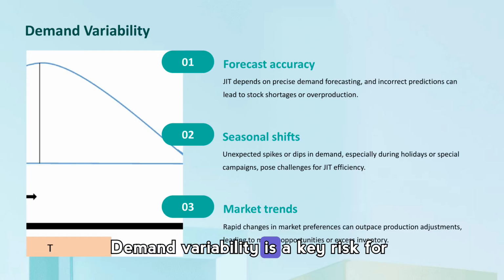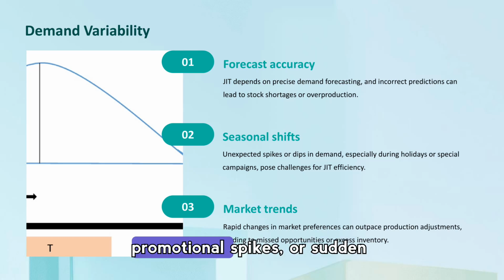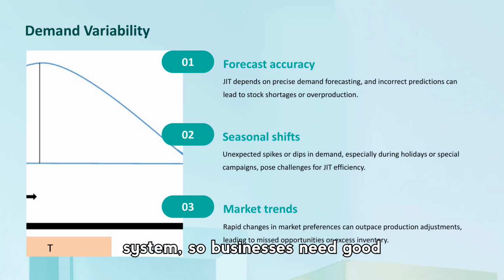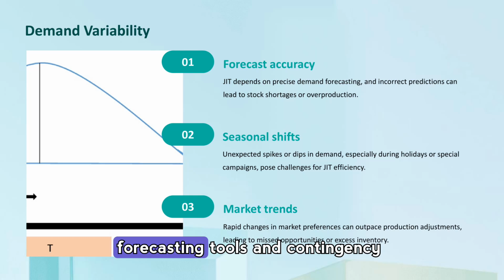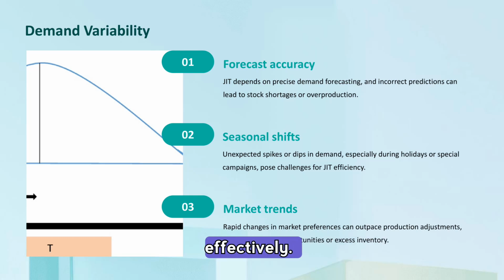Demand variability is a key risk for JIT since it relies on accurate forecasting. Seasonal shifts, promotional spikes, or sudden market changes can challenge a pull system, so businesses need good forecasting tools and contingency plans to manage those fluctuations effectively.